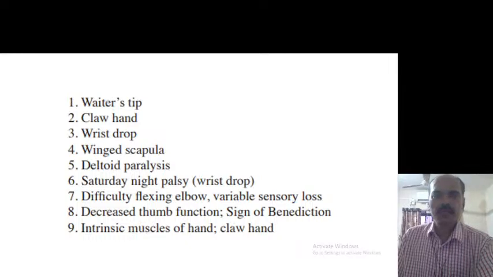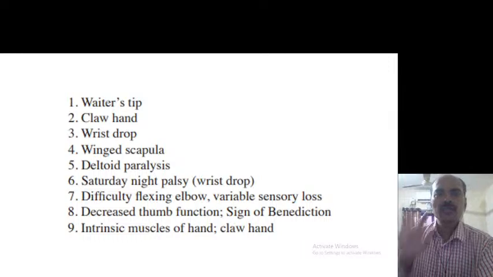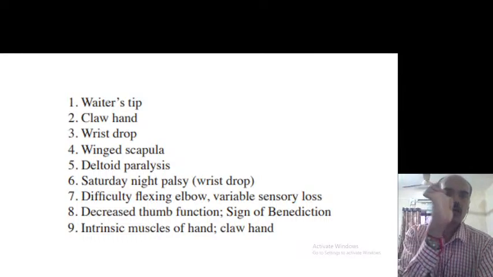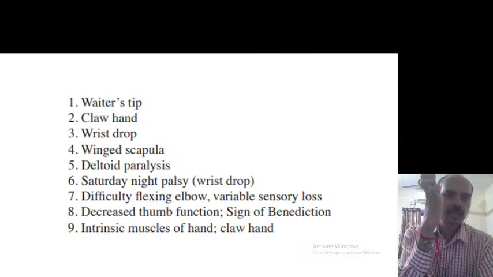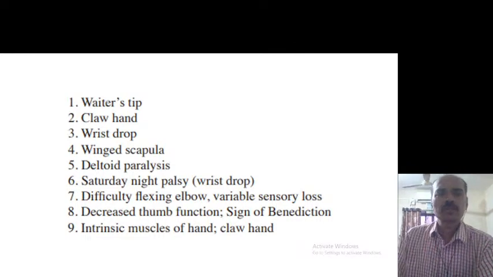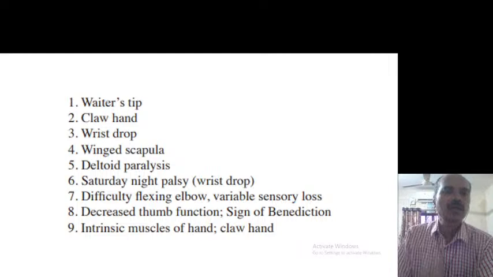Waiter's tip hand is Erb's paralysis, where the upper trunk is damaged at the brachial plexus. Claw hand is an injury to the ulnar nerve, where the hand is claw-like, as if a paw of your cat. So a claw hand type deformity will develop when the ulnar nerve is involved, because the majority of muscles of the hand are supplied by the ulnar nerve.